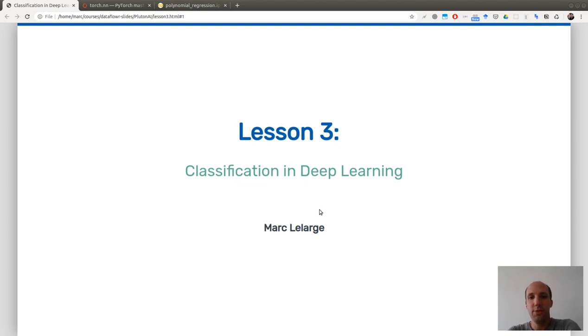So today the lesson will be decomposed in mainly two parts. The first part, which I'm starting now, will be mostly theoretical, and the second part will be a bit more practical. So in the first part we will see how to choose your loss to do classification, and in the second part we will see different optimizers.